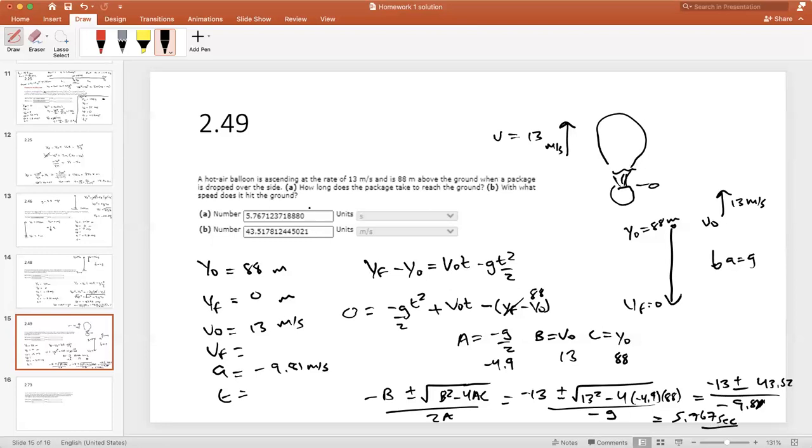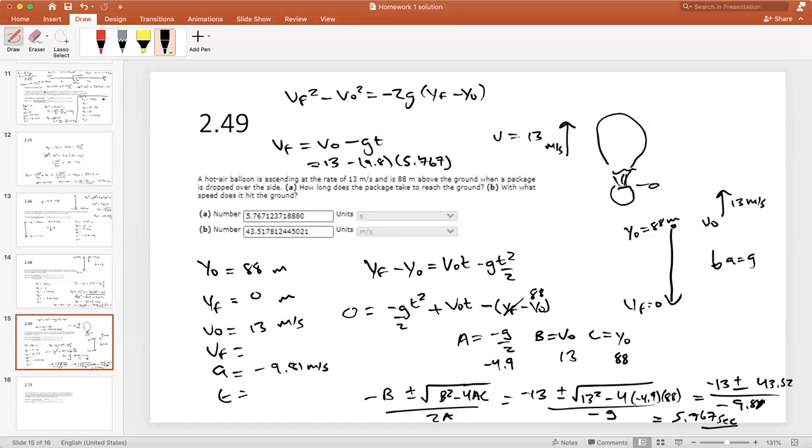It's what they got right here. So you could have solved for the final velocity first using what we did last time: v final squared minus v initial squared is minus 2g times y final minus y initial. And then solve for time using what we're going to use right here. Or you could plug in the time here. We know this is 13 minus 9.8, and this is 5.767, and that'll give us the final velocity.